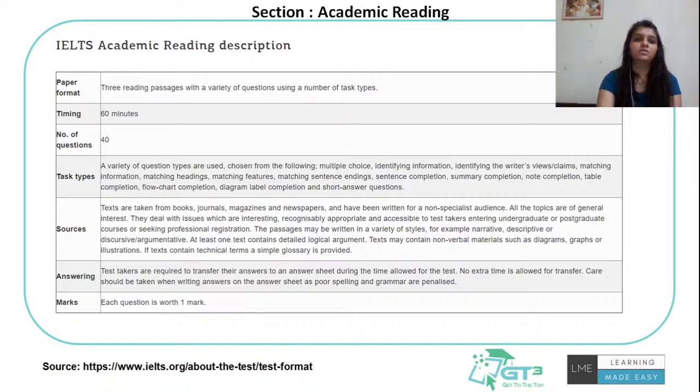Now moving to academic reading. Let me give you some short introductions and instructions and tell you about the difference between the academic and the general reading. The time span is the same, 1 hour, for academic as well as general training. That is 60 minutes. There will be certain passages given to you, along with certain questions. The question types would be true or false, not given, filling the blanks, identifying information, summary completion, then list of headings, A to E. Such different types of questions would be asked to you.